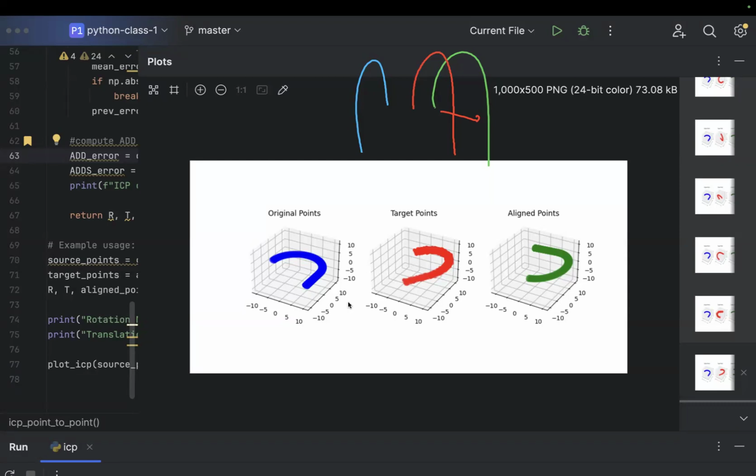What you will end up with is several possible alignments. Now you can apply ADDS, for example, the symmetric measure of the error. And which one do you choose? The one with the lowest error, right? And now you definitely have a solution that is working.